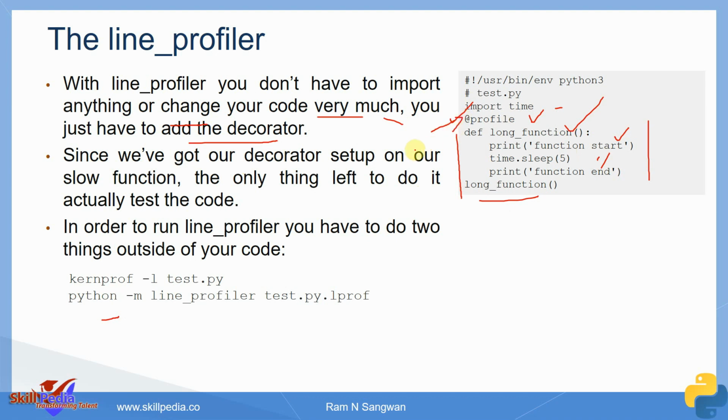What will happen when you add this line? Since we got our decorator set up on our slow function, the only thing left to do is to actually test the code. In order to run the line profiler, you have to do two things outside of your code. One is kernprof, that is kernprof -l test.py. So you are executing your program using this utility. Then python -m line_profiler test.py.lprof. What is this? This file is actually created by this program, and now you are analyzing this.